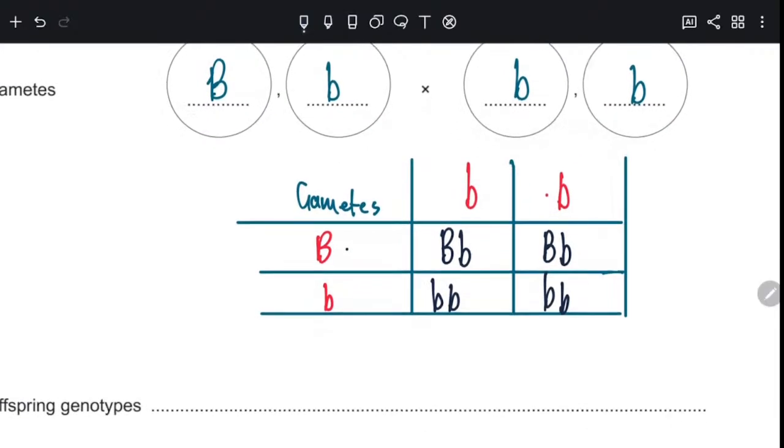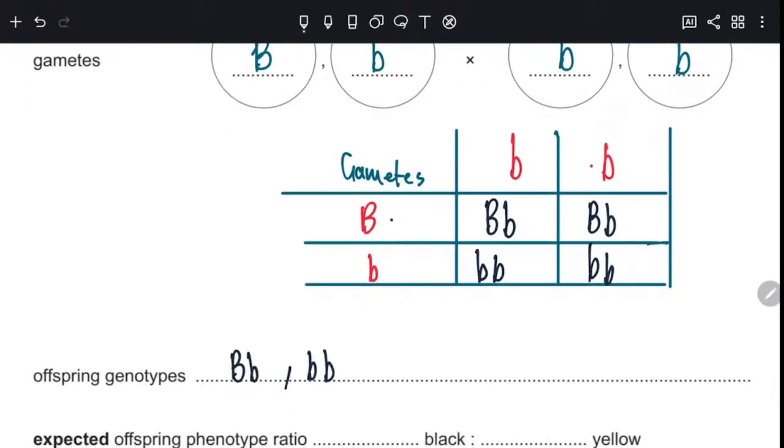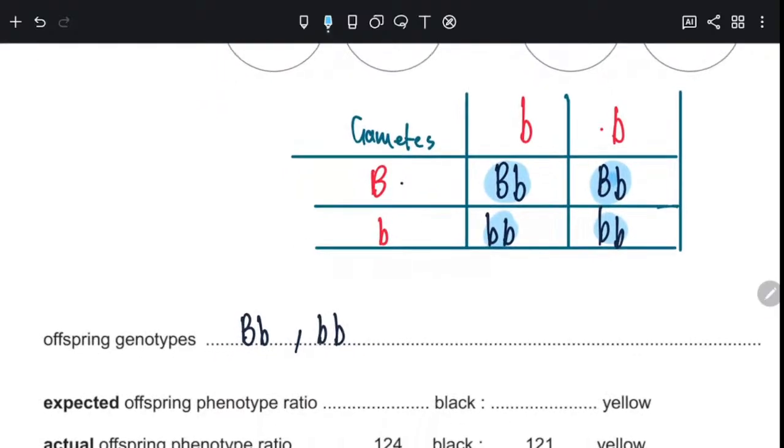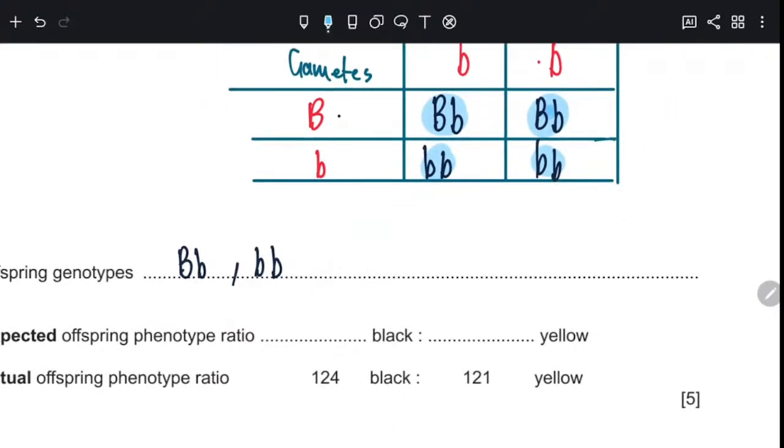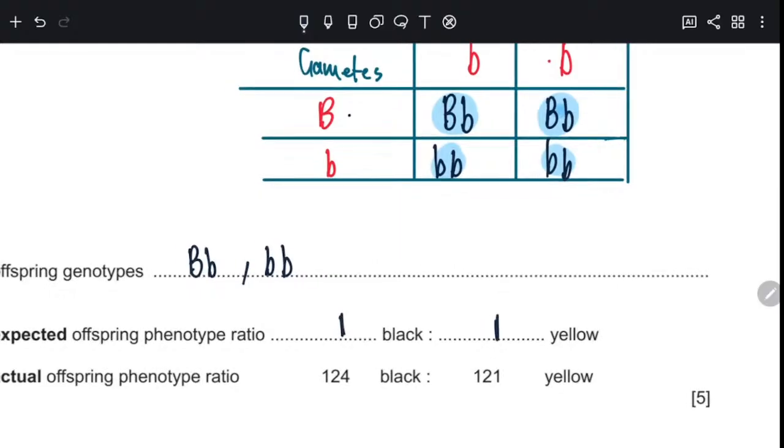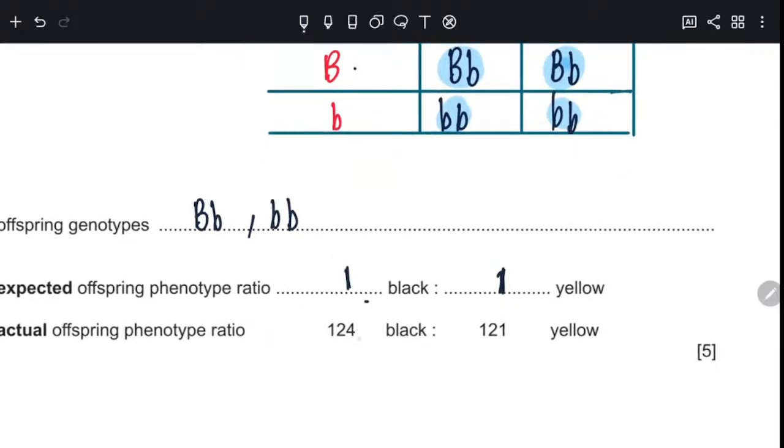So what are the genotypes of the offspring? We have big B, small b, and we have small b and small b. The genotypes means the alleles. Then the expected ratio of black to yellow, 1 black to 1 yellow. You can write it like that. Do you see how they've written it? 1 black to 1 yellow.